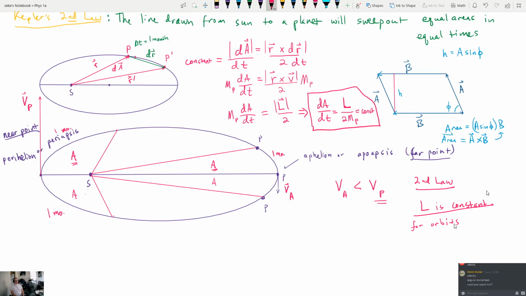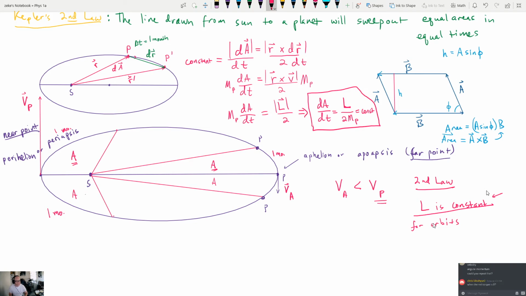What is the condition under which this is true in general? When is the angular momentum of a system conserved, and when is it not conserved? When the net torque is 0.